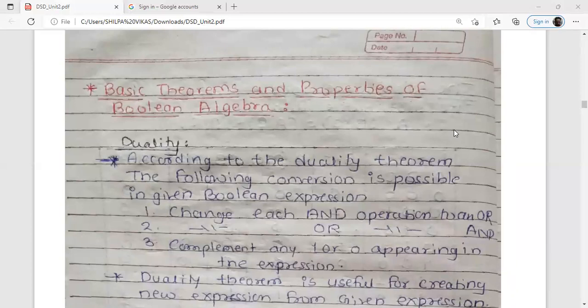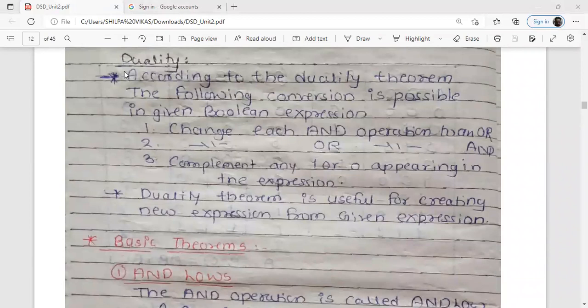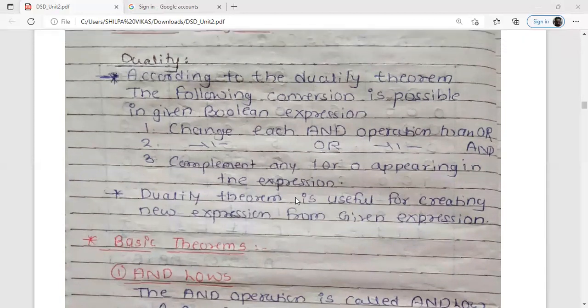Now, basic theorems and few properties of Boolean algebra. So first property is duality. Let's understand what a duality theorem is. According to the duality theorem, the following conversion is possible in the Boolean expression. Change each AND operation to an OR operation and change each OR operation to the AND operation. Also complement any 1 or 0 appearing in the expression. So duality theorem is useful for creating new expressions from the given expression. Okay, so this is a duality theorem.